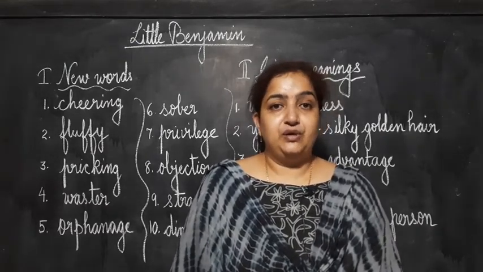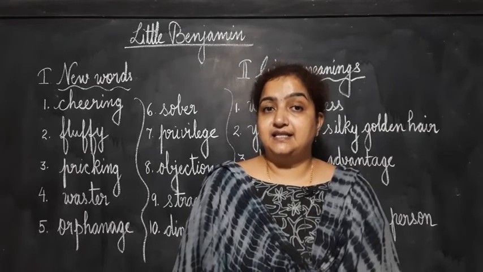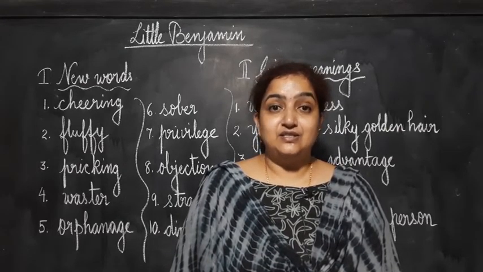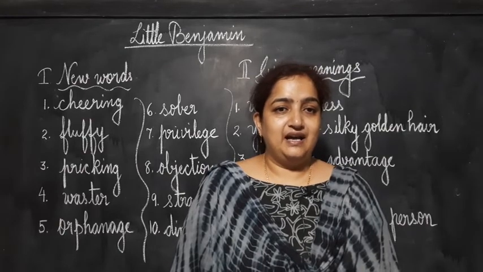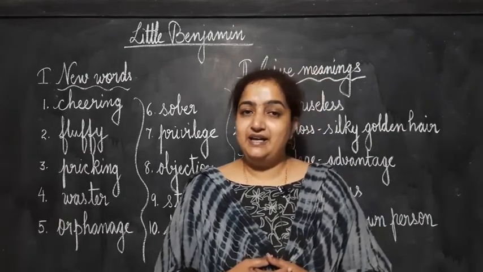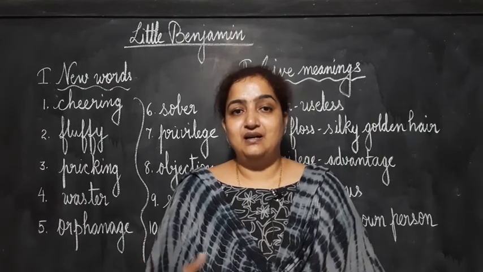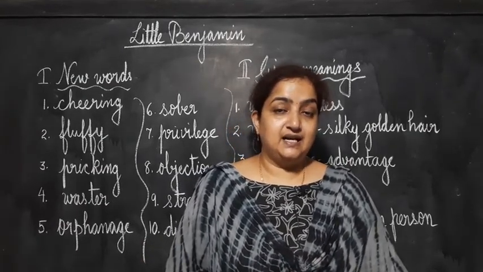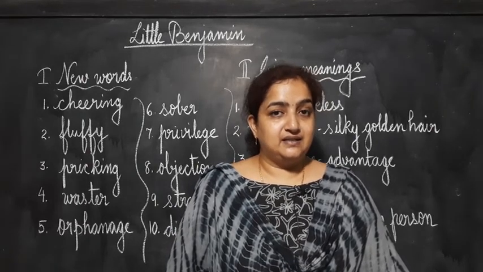So children, I hope you enjoyed the lesson. Read the lesson thoroughly. It's a very interesting story. It shows the kindness of the golden family, and it suggests that all of us also should be kind to our brethren, kind to everyone. So read the lesson thoroughly, underline the new words, and learn the meanings also.